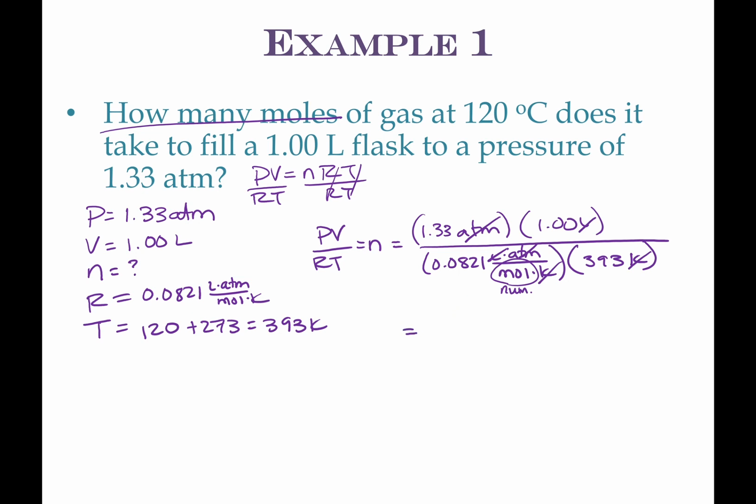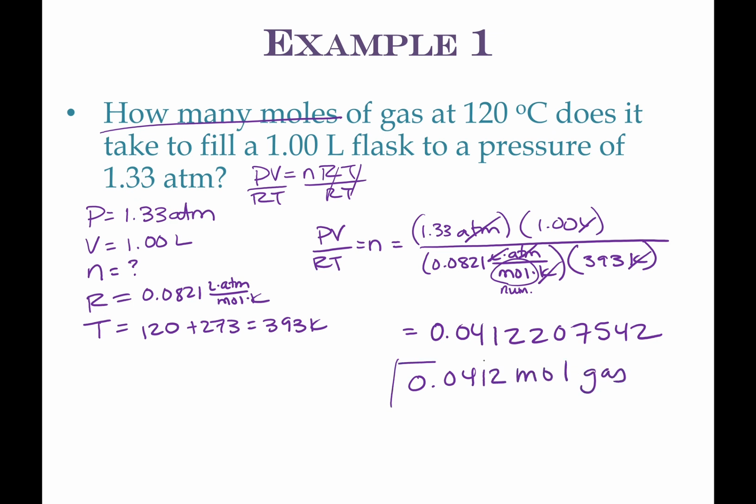1.33 times 1 divided by 0.0821 divided by 393 gives us 0.0412207542. 3 significant figures, 0.0412 moles of gas. And that's all there is to it. You can see me click through it if you'd like.